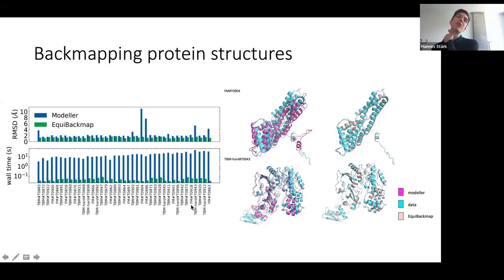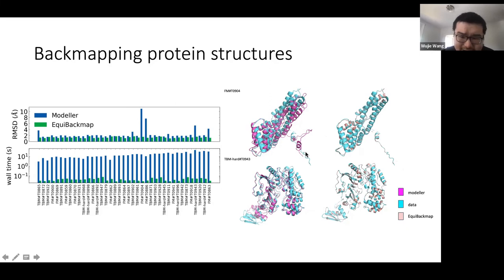Wait, so on the x-axis, you just have a bunch of different proteins, right? Yes. And we see that the RMSD is lower all the time, actually. And also always faster. Yes. Much faster. And we make sure that the backmapped fine-grained geometries are self-consistent, meaning that they always map back to the alpha carbons. And the problem of Modeller is that during the optimization, the protein structure can be distorted and drifted, which increases some of the error.